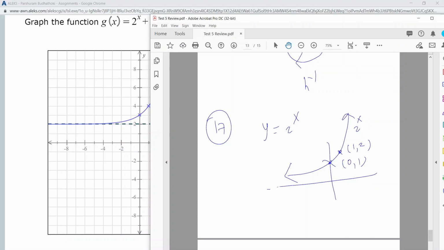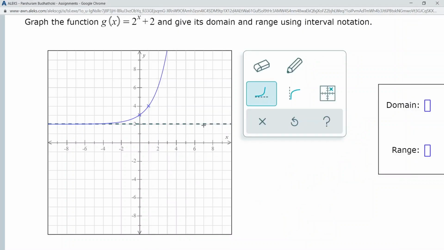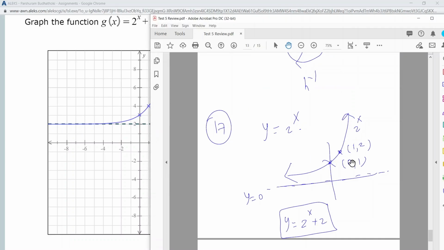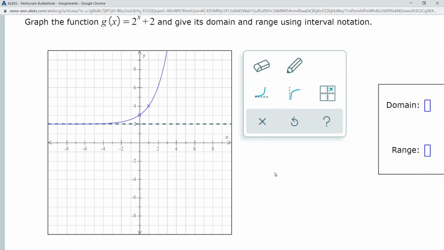And now our horizontal asymptote for this graph is the line y equal to 0. Now we are shifting this, because you want to plot the graph of 2 to the power x plus 2. The meaning is you are shifting everything on this graph 2 units up. So this horizontal asymptote will go up by 2 units. That's why you can see the line through 2. And then these points, 0, 1 becomes 0, 3, and 1, 2 becomes 1, 4. You can see 0, 3 and 1, 4.